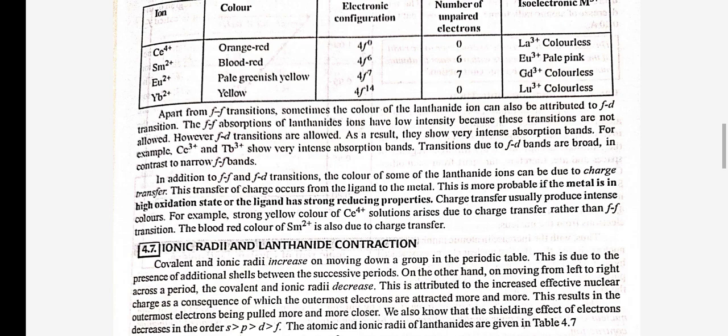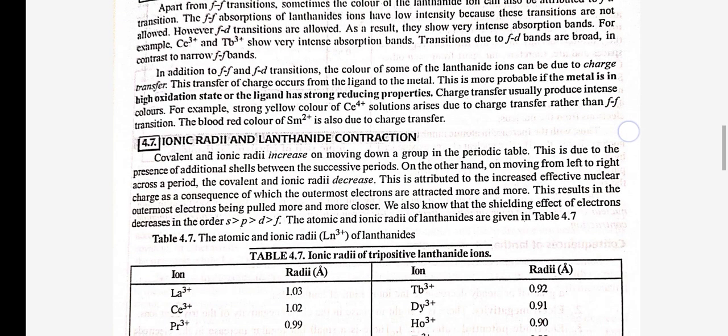In addition to f-f and f-d transitions, the color of some of the lanthanide ions can be due to charge transfer. This transfer of charge occurs from the ligand to the metal. This is more probable if the metal is in a high oxidation state or the ligands have stronger reducing properties. Charge transfer usually produces intense colors. For example, the strong yellow color of Ce4+ solutions arises due to charge transfer rather than f-f transition. The blood red color of the Sm2+ ion is also due to charge transfer.